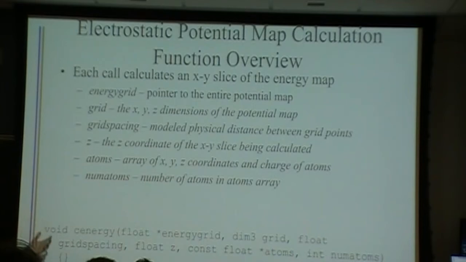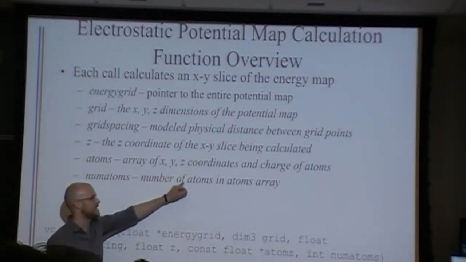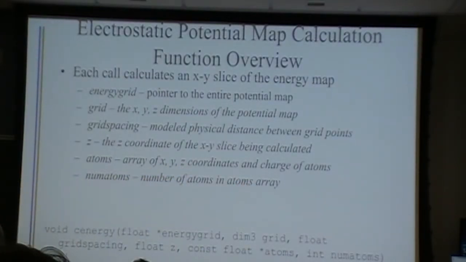And the way this is implemented is that the 3D space is divided into flat slices. Each of those slices has a z coordinate. So when our kernel is executing, we're really just doing a 2D chunk of that. When we're computing that 2D chunk, we need to know which 2D slice it is. And then we have this array of atoms. Like I mentioned, it's really an array of x, y, and z coordinates and charge. So the atoms are not regular. The atoms are just charge and their locations. And of course the number of atoms. And so here's our function signature.